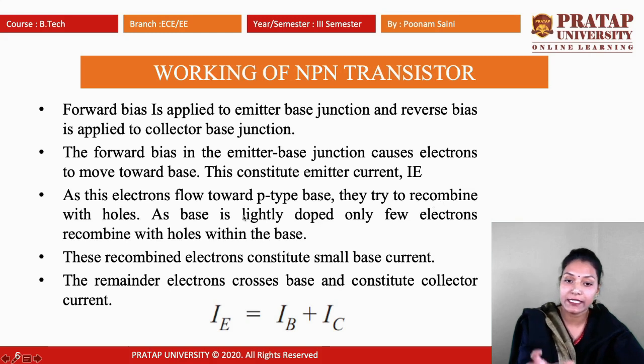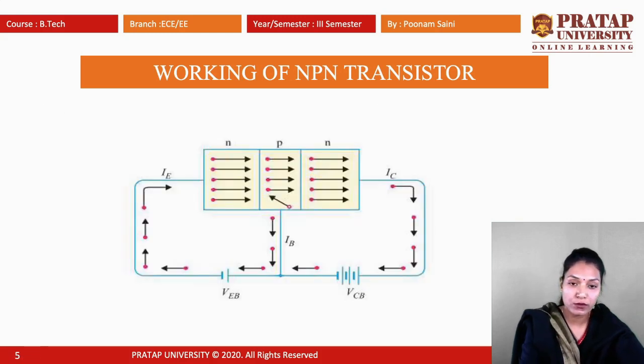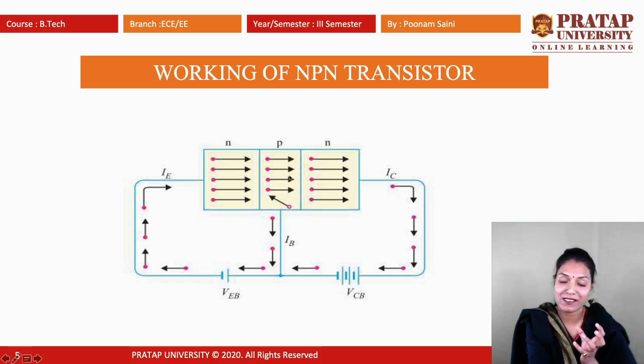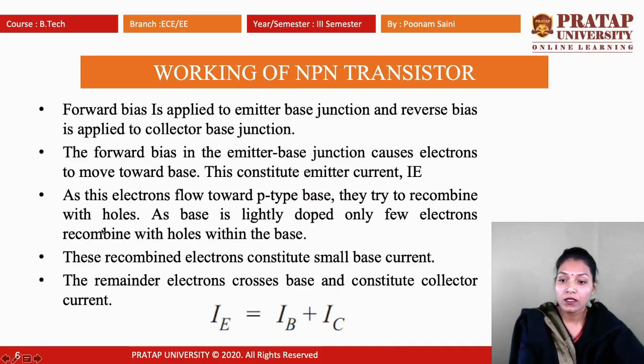As the base is lightly doped, only a few electrons recombine with holes within the base. In this base there is very light doping, that means a very small number of holes, so only some of the electrons are recombined with the holes. These recombined electrons constitute a small base current.